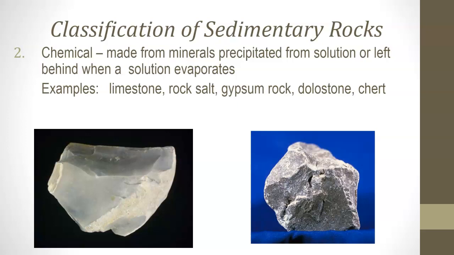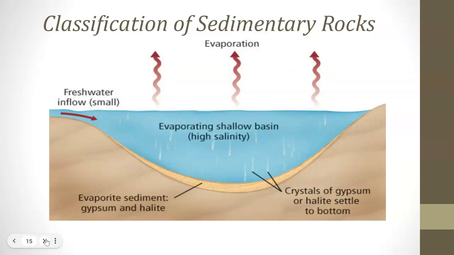Okay, and these sedimentary rocks do tend to look like minerals. So that's kind of how you can tell that you're looking at a chemical sedimentary rock. Okay, and this is a little diagram showing that evaporation process. And you can see your deposit of minerals there at the bottom.